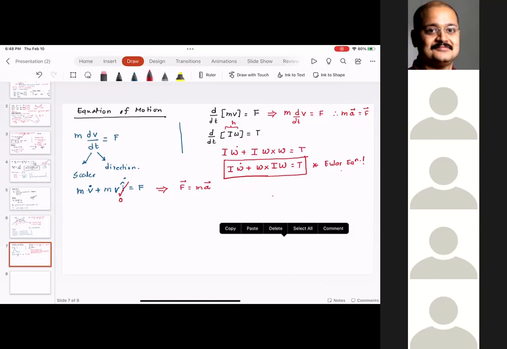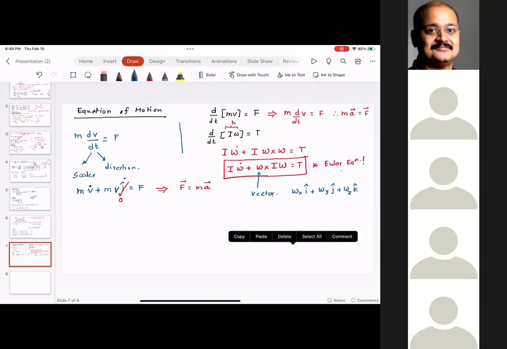What is with negative? Cross product negative? I omega cross omega. Oh, okay. Don't worry about it. Let me answer this question in just a second. Omega is a vector. What that means is it has omega x in i direction plus omega y in j direction plus omega z in k direction.